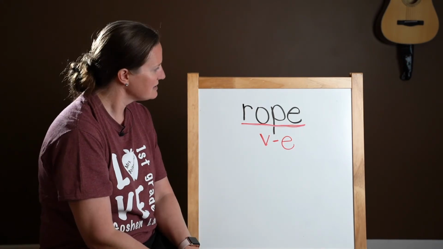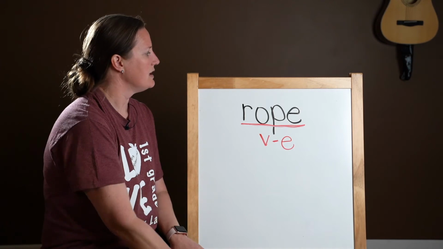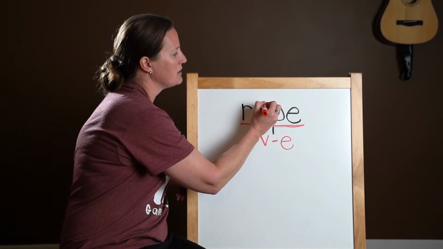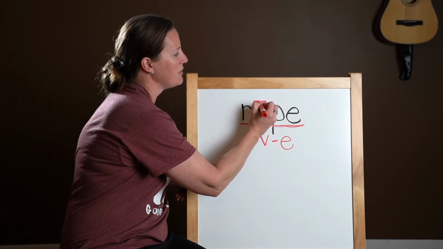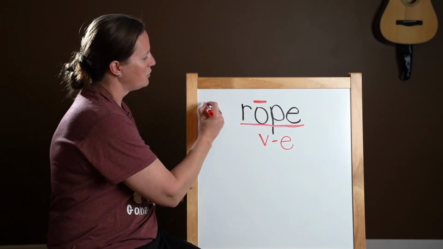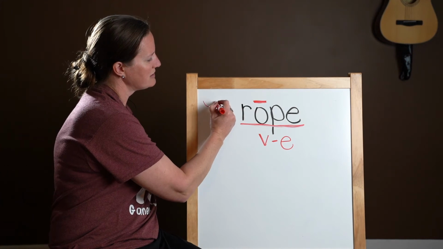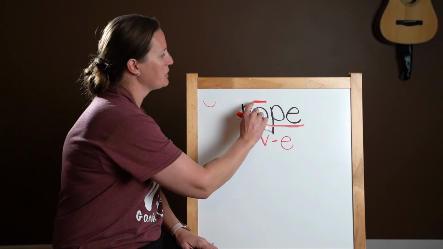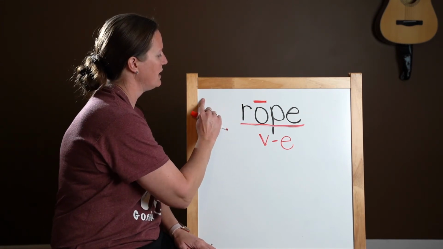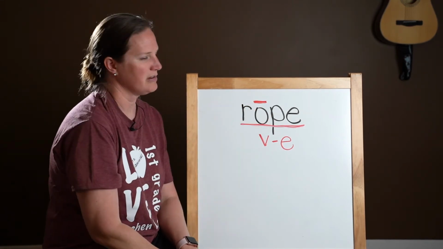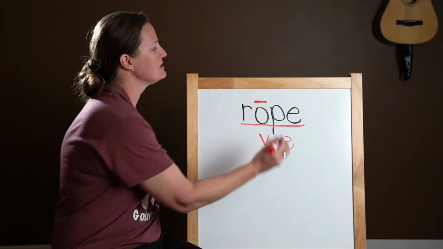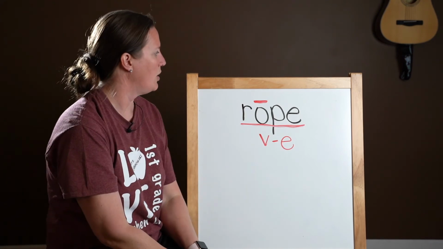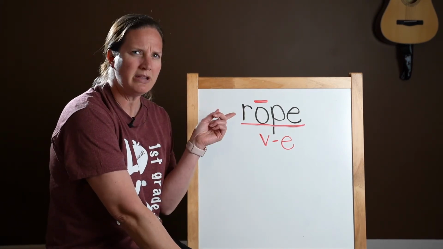All right, the next thing we have to do is show that because it's a vowel, consonant, E, this O says its name. We're used to making this little symbol, the breve, to show a short vowel sound. This time we're going to do a straight line across, and that's called a macron. You don't have to worry too much about that. You just need to know that this straight line means that this O says O. Now, what made that O say O?